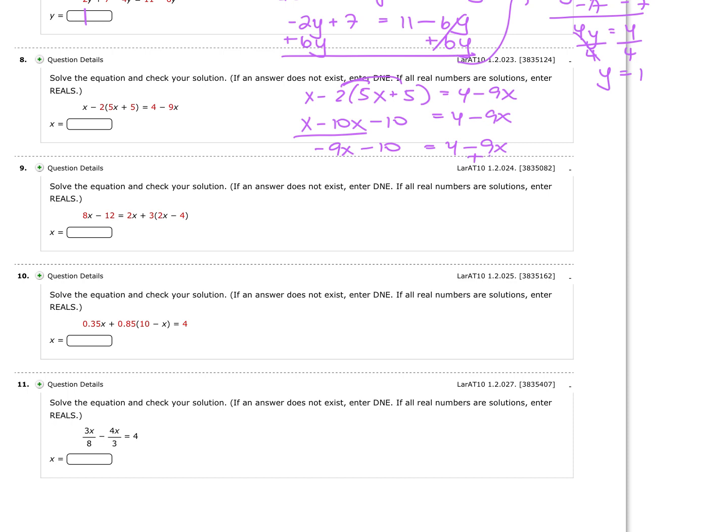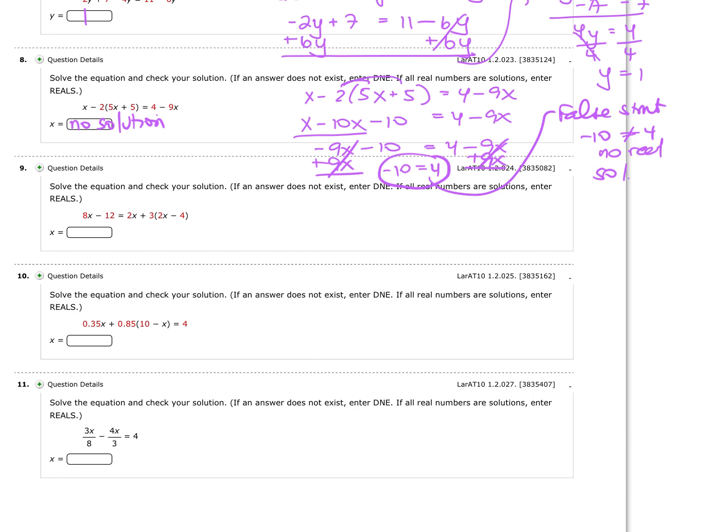And now I'm going to add 9x to both sides in an attempt to get the x over to the left. But what I notice is the x's completely cancel out, leaving me with minus 10 equals 4. Now I know that this is a false statement because I know that negative 10 does not equal 4. And this means there's no real solutions or no solutions to this problem. So this is a no solution. Sometimes we write no solution as this 0 with a line through it. But basically there are no values of x that make this equation true.